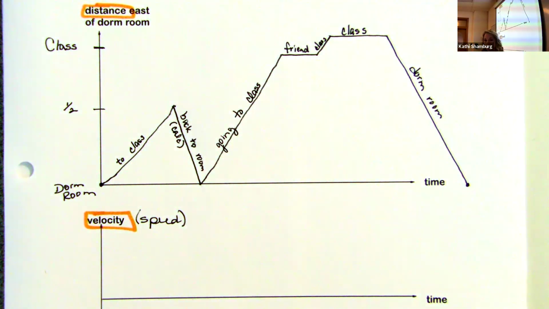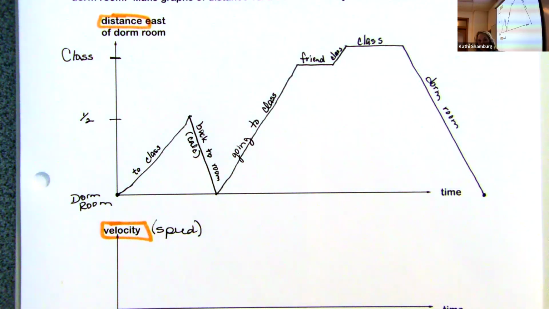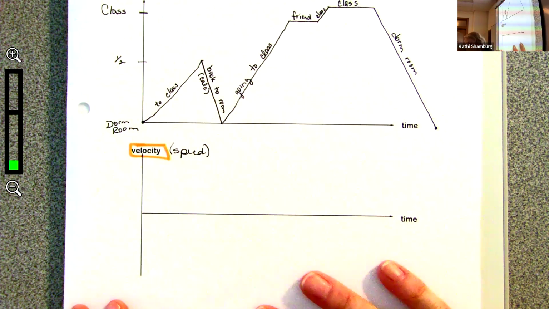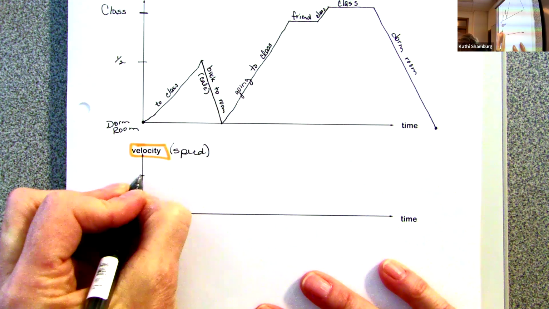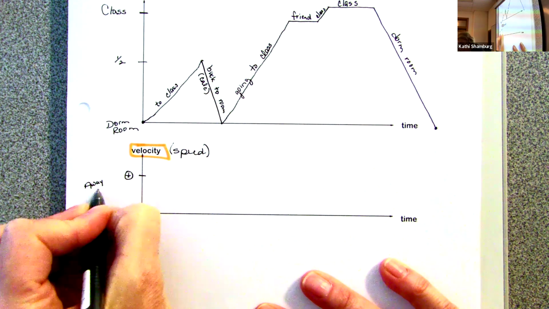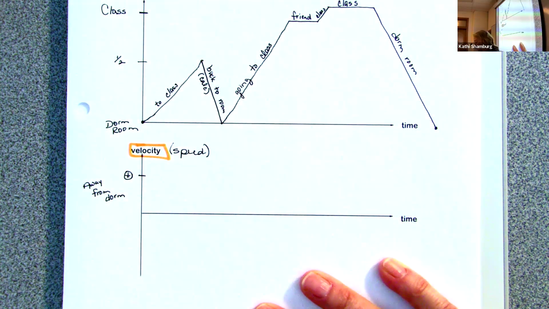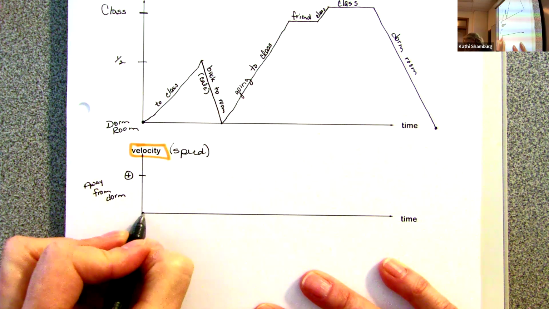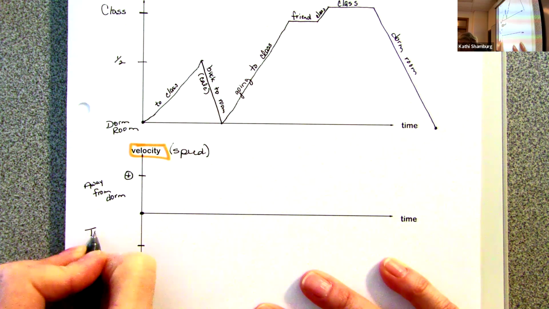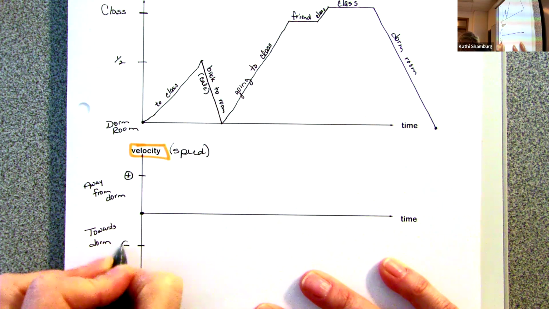Okay, now we are going to do that with velocity. It's going to be in relationship to my distance, right? When he's going away from the dorm, we know it is a positive velocity, because again, here's his dorm. And when he is going towards the dorm, we know it's negative.